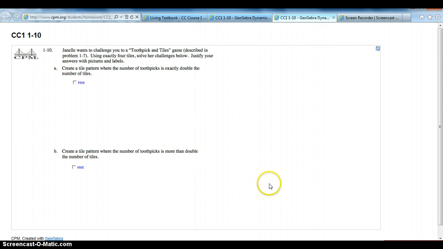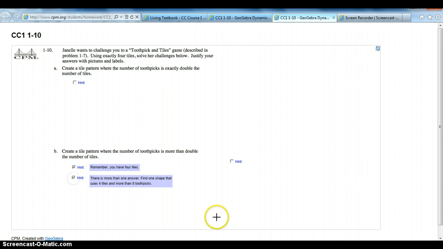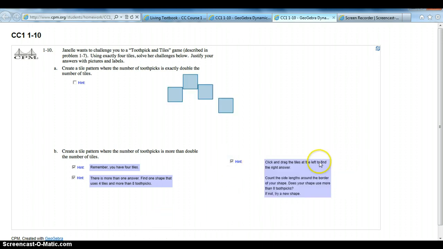Again, if you need help, you're welcome to click on the hints or the help, whatever it is. So here you come to 110B. If you need a hint, it says remember that you have 4 tiles. There is more than one answer. That's interesting. Find one shape that uses 4 tiles and more than 8 toothpicks. Sometimes as well, for the hints, depending on how far you think you need to go, there are some manipulatives.